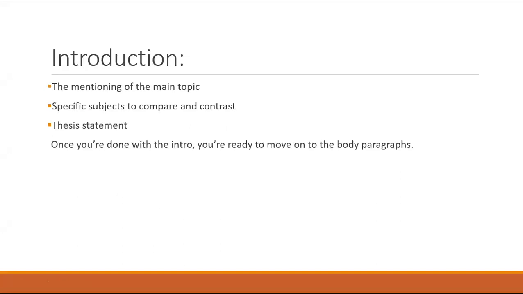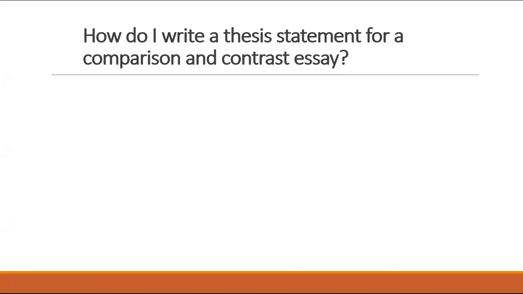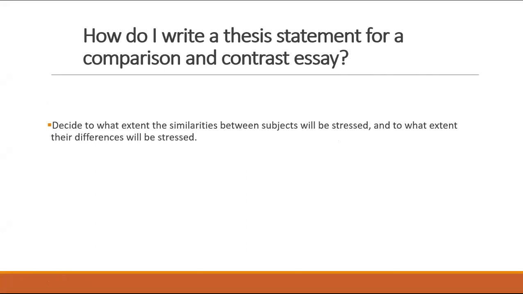Okay. So how do I write a thesis statement for a comparison and contrast essay? Decide to what extent the similarities between subjects will be stressed and to what extent their differences will be stressed, right? So, for example, if you are taking four qualities of subject A, you need to find out the same four qualities from subject B, right? So that will bring a balance in the essay. If you are taking only three qualities of subject A and you are talking about five qualities of subject B, that is not going to bring balance within the essay, right? So you need to stress the qualities that you are choosing to describe, right? Create a thesis statement that reflects your decision.